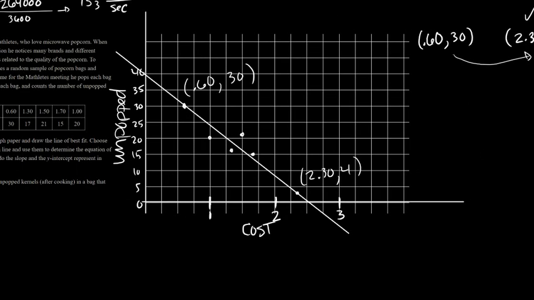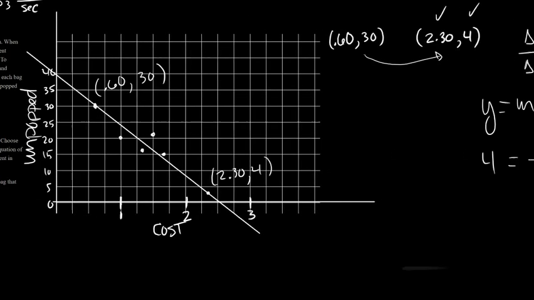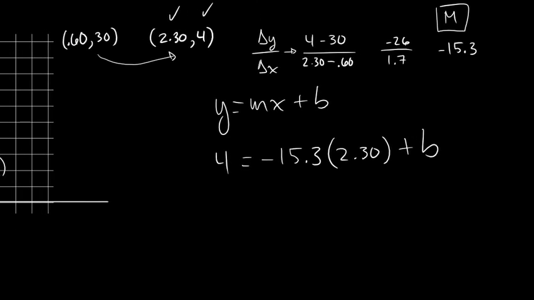When I look at the graph, I can see that it's close to 40 unpopped kernels, so I'm looking for something around 40. So I'm going to go negative 15.3 times $2.30 gives me negative 35.19, and that equals a positive 4. So I'm going to add 35.19 to both sides of that. So 4 plus 35.19 is 39.19.